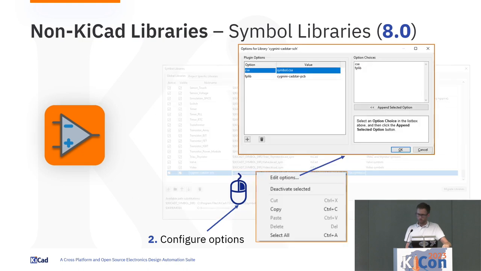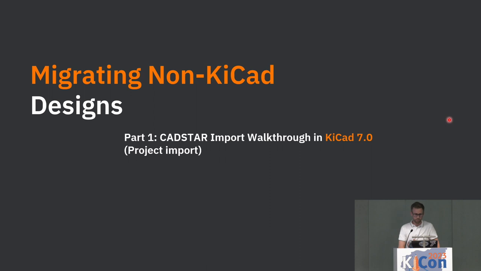Just showing an example here, you edit the options, and for CADstar libraries, you'll be adding some information as to where your symbol library is located, which contains your graphical information for your symbols, and how to link that up to the footprint library that we would have loaded. So that's quite quickly how to use libraries for non-KiCad.